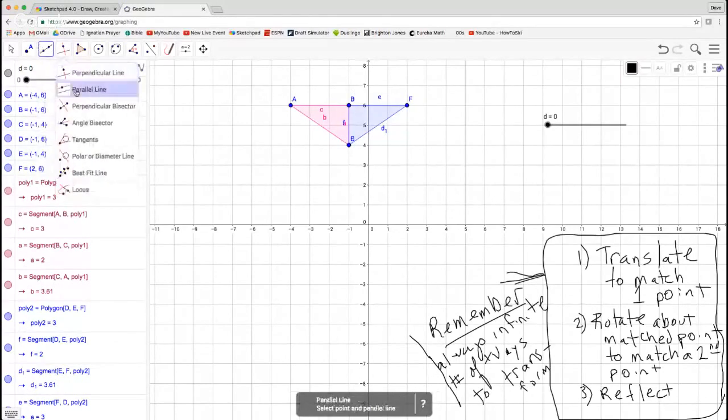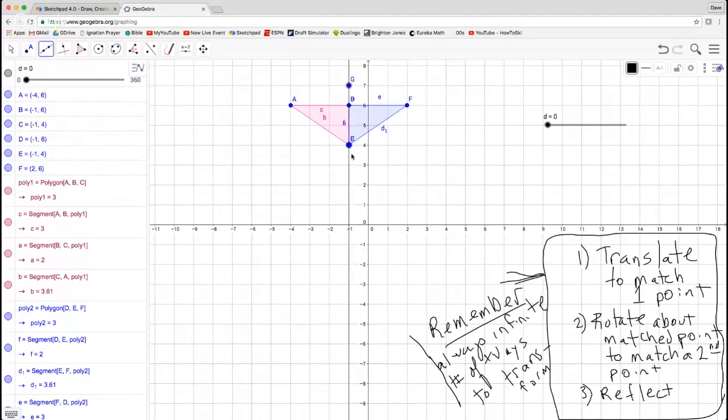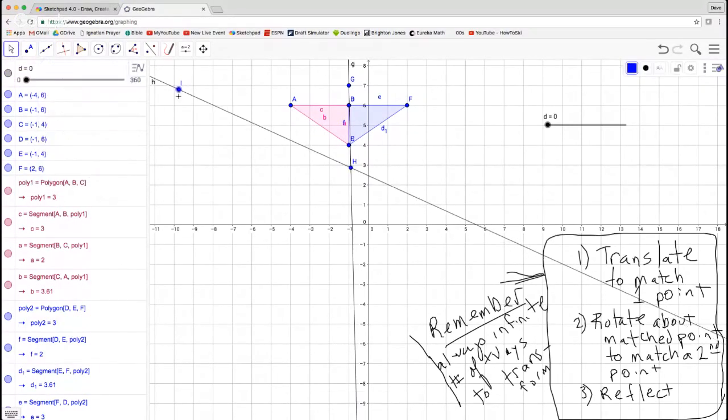So we can reflect. If we take that first triangle and reflect it along this line, ABC will become DEF. Okay, so in this case, we only needed to do step 1 and step 3.